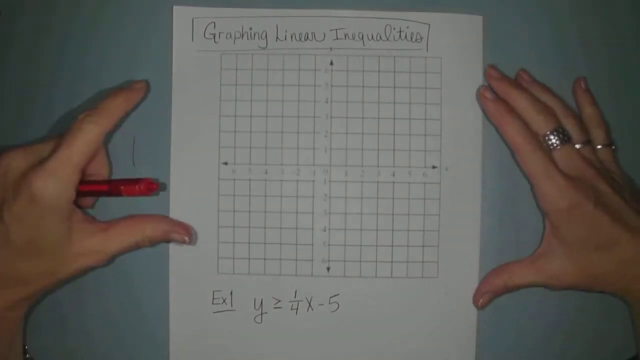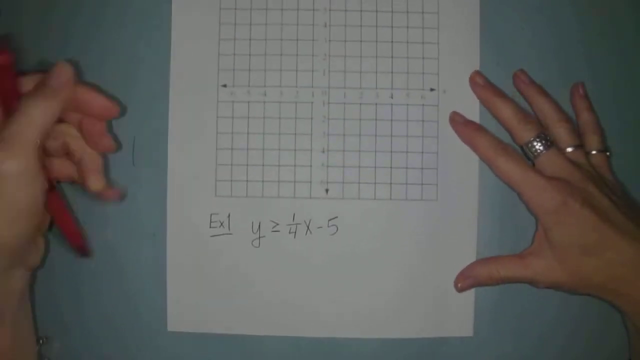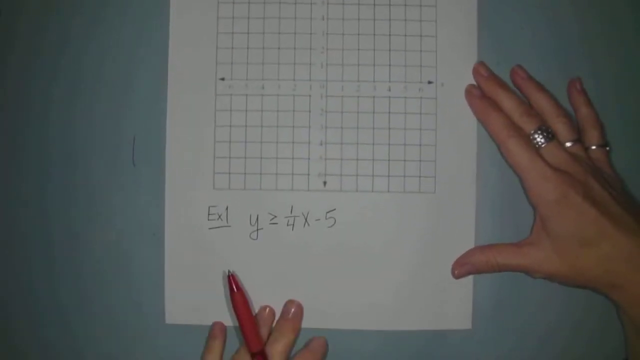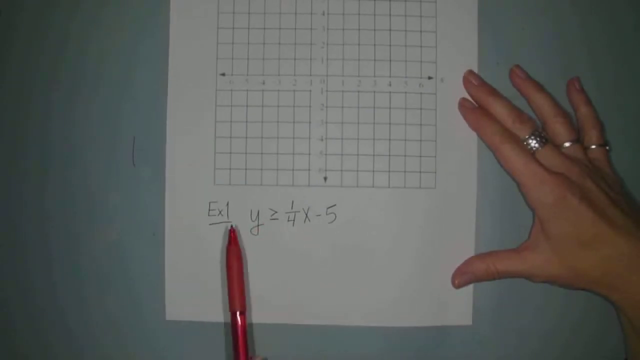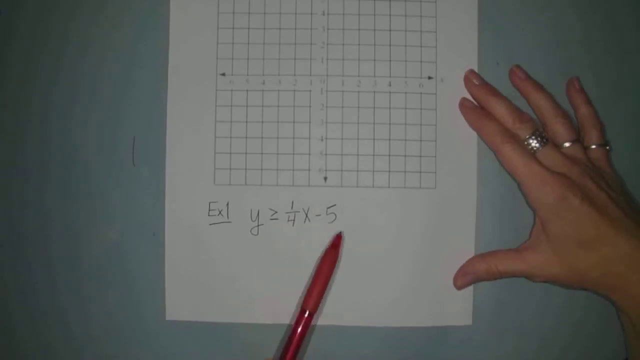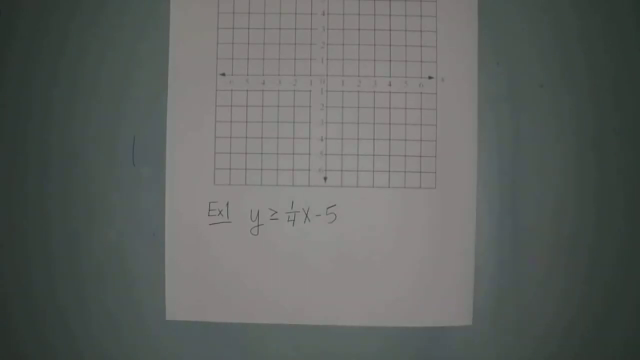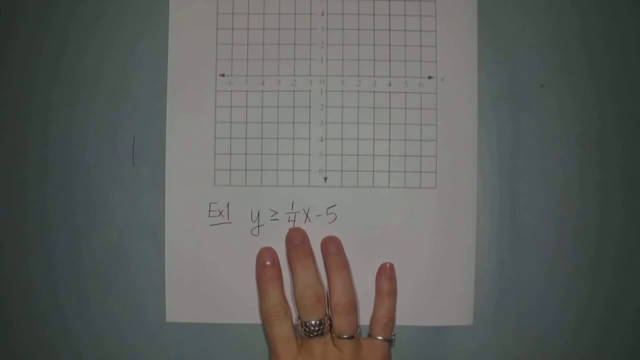You have an example packet that looks just like mine, and we're going to start in with example 1. So I need you to copy this down here at the bottom. Example 1, we are going to graph y is greater than or equal to 1/4 x minus 5. Okay, so this inequality you can see is in slope-intercept form. So it will be very easy to graph.